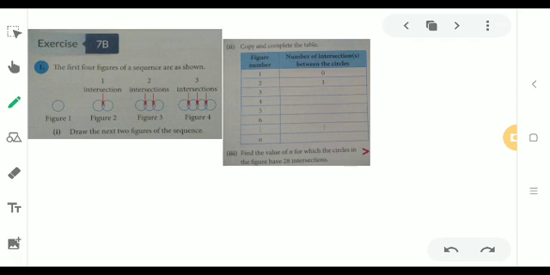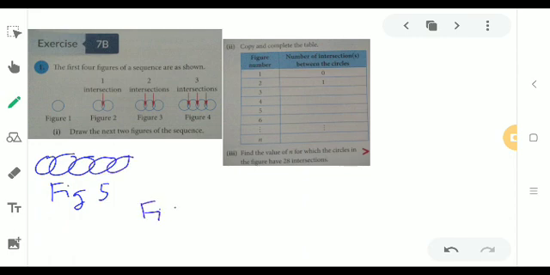Figure 2 has 1 intersection. Figure 3 has 2 intersections. Figure 4 has 3 intersections. So draw the next 2 figures of the sequence. That means we are supposed to draw figure 5. Figure 5 will have 5 circles, of course, and with 4 intersections. While figure 6 will have 6 circles with 5 intersections.